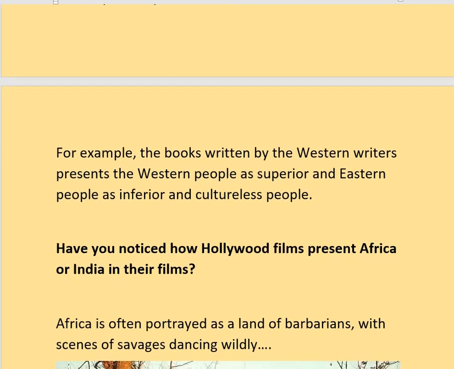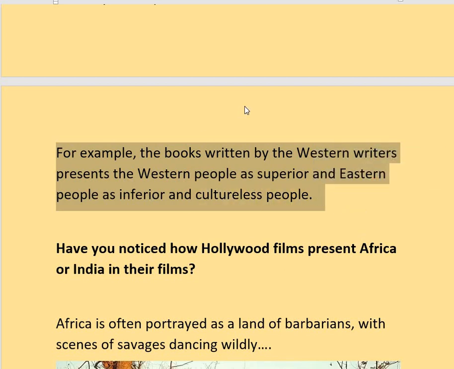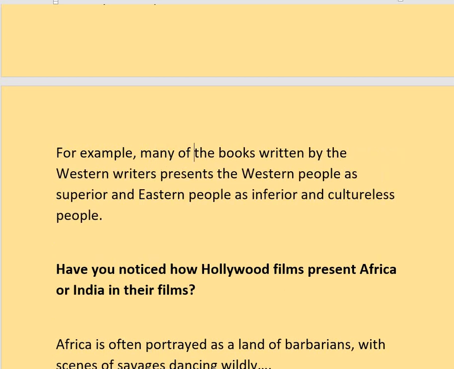For example, the books written by Western writers present the Western people as superior and Eastern people as inferior and cultureless people. It is not a closed statement. Not all books written by the Western writers, most of them, or many of the books written by Western writers present Western people as superior and Eastern people as inferior and cultureless people.